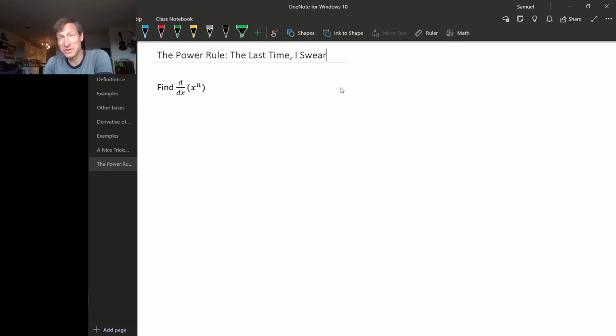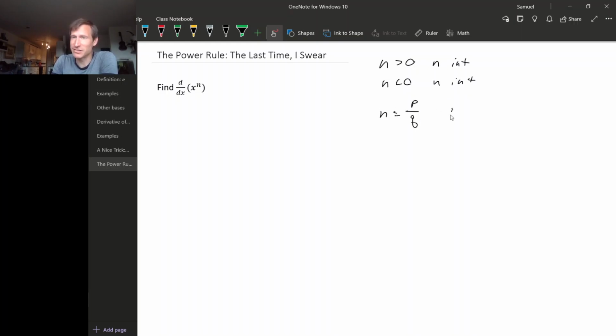We know enough about derivatives and exponentials now to actually prove the power rule in its full generality. Remember, at this point, we've proved the power rule for positive integer powers. We've proved it for negative integer powers. And we've proved it for rational exponents, so p and q integers, right?